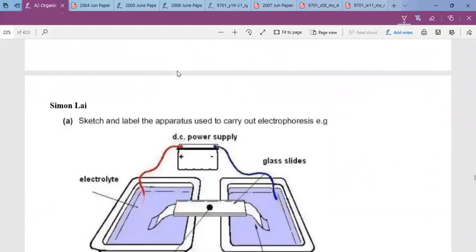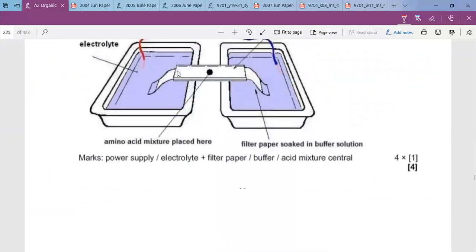Now, I want to draw just one question, then we'll try to finish it. Protein hydrolysis pH. Okay, let's look at 212.